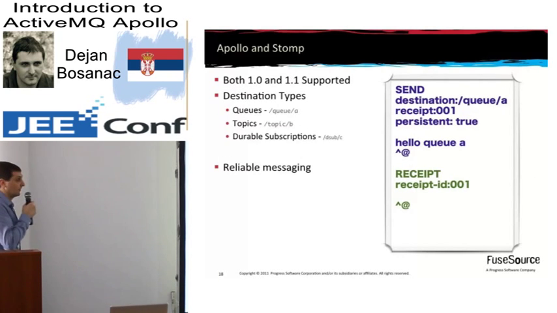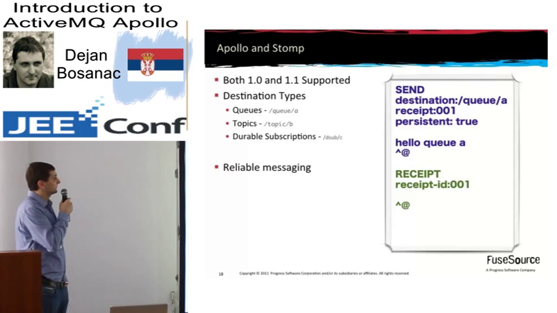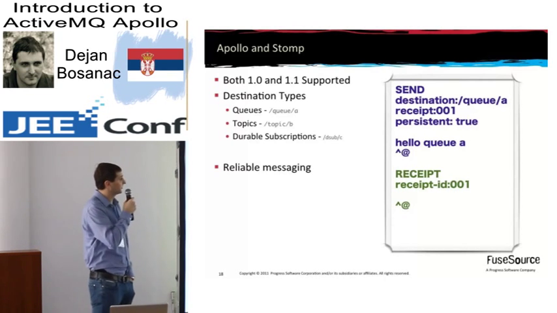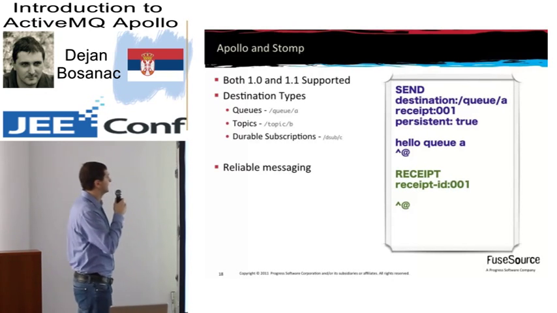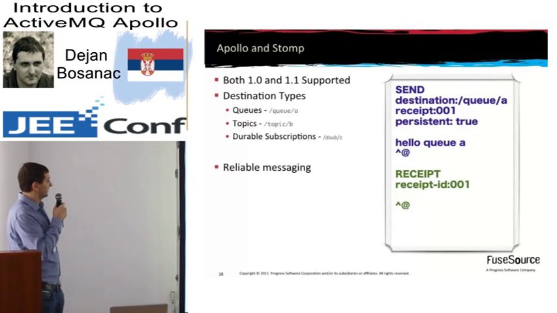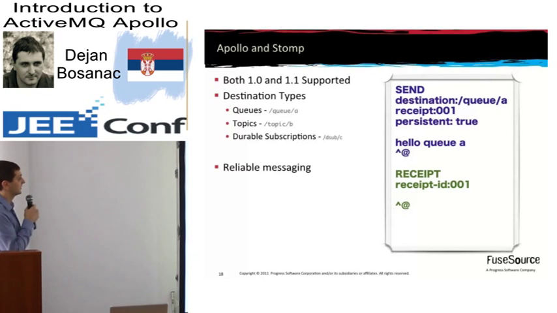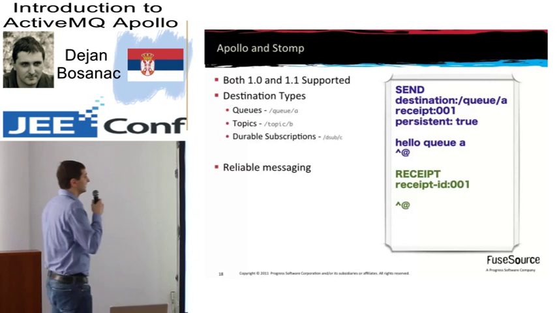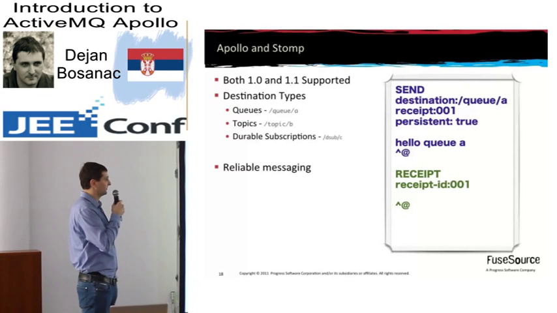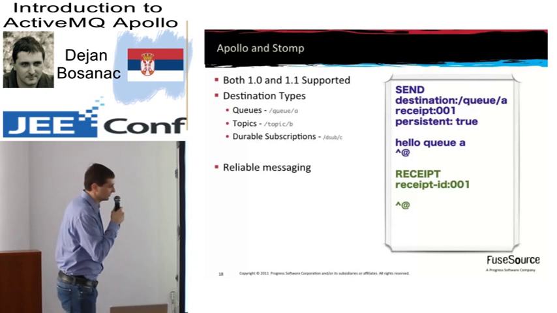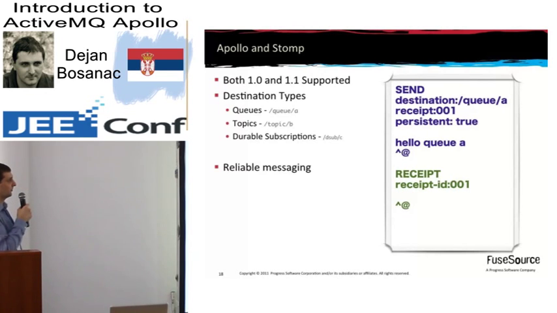Apollo implements both 1.0 and 1.1. Because the Stomp protocol doesn't define anything about destination syntax, we provide support for queues, which are load balancing messages, and topics, which are pub-sub messaging. Also, we provide support for durable subscribers and for reliable messaging, which means that we can guarantee that a message will be delivered from the producer to the consumer, no matter if there are broker failures, network failures, or any other failures in between.